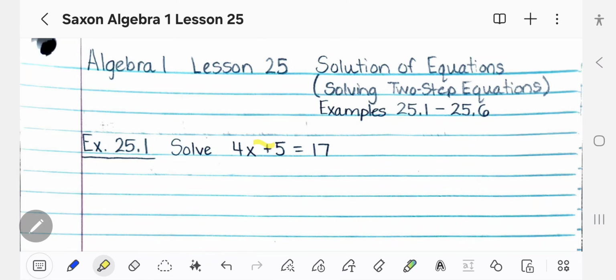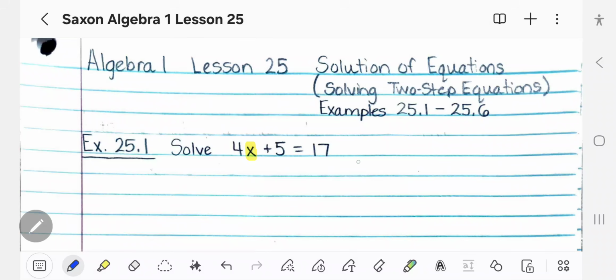Now, if you knew what the value of x was, we don't, but if we did, we would substitute it in this equation. We would put whatever that number is in there, and we could work that out to see if it's equal to 17. But since we don't know what it is, we're going to have to solve the equation.